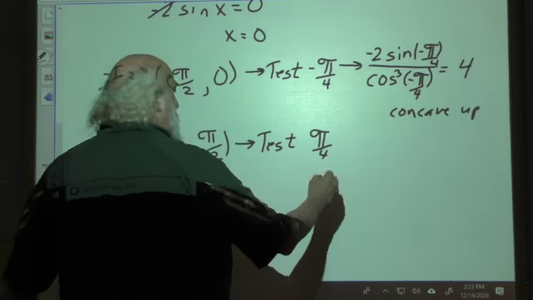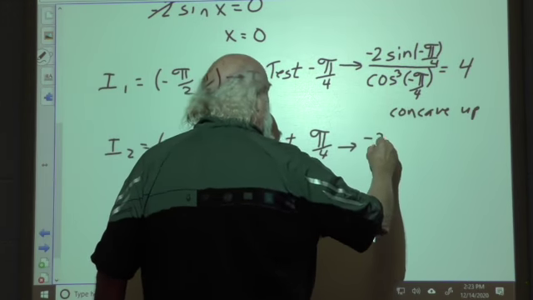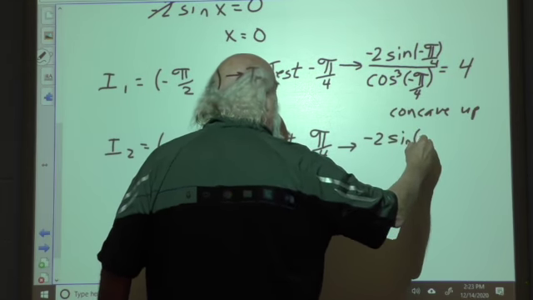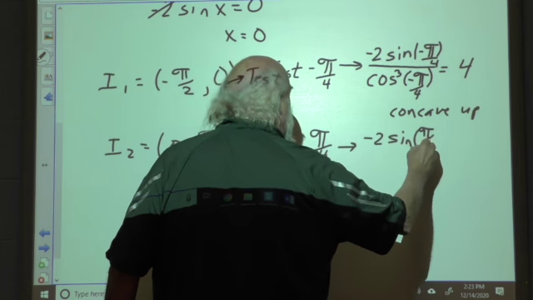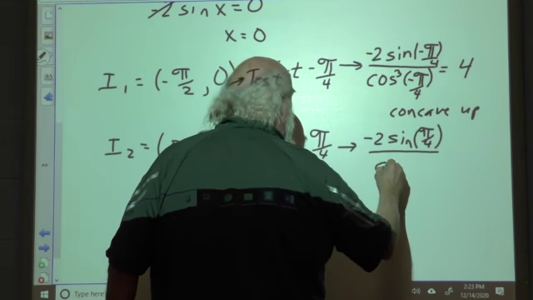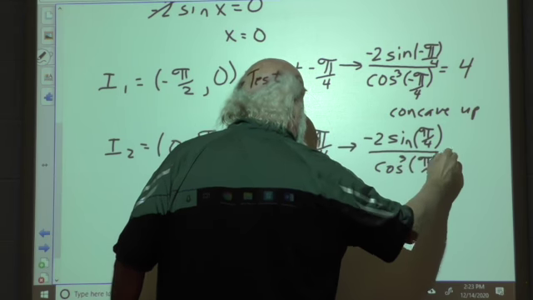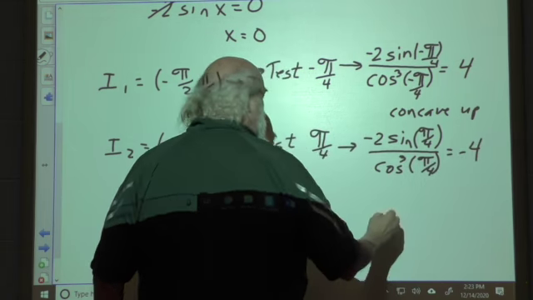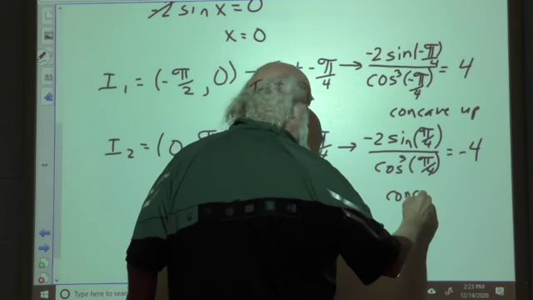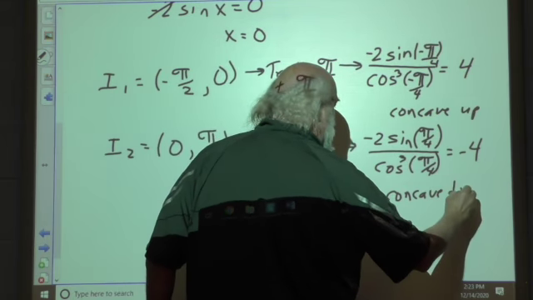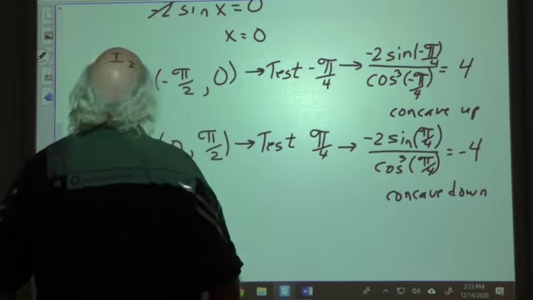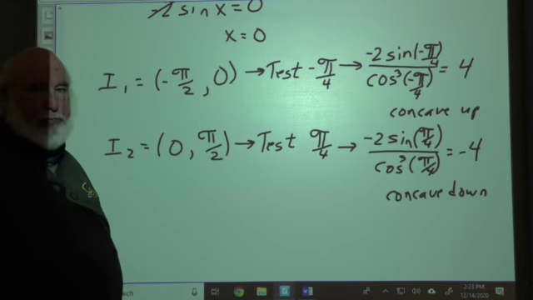So we'll do the same thing over here. Negative 2 sine of positive pi over 4 over cosine cubed pi over 4. And we get negative 4. So that means that this is concave down. There we have it.